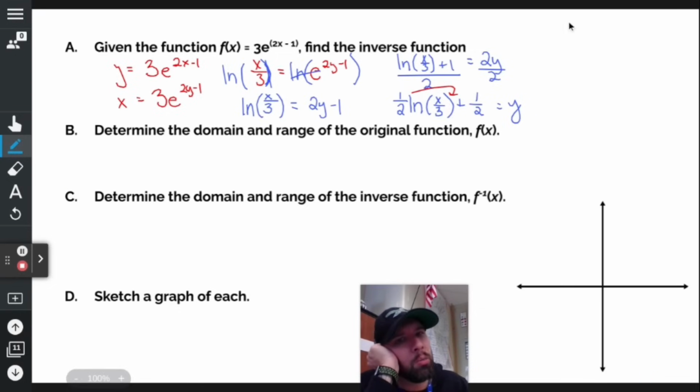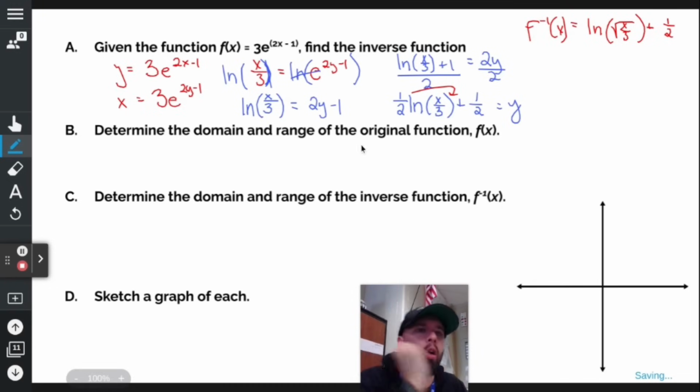So now it becomes ln of the square root of x over 3, plus 1 half equals y. Or I'll just call it f inverse of x. That's awful. That's just plain awful.